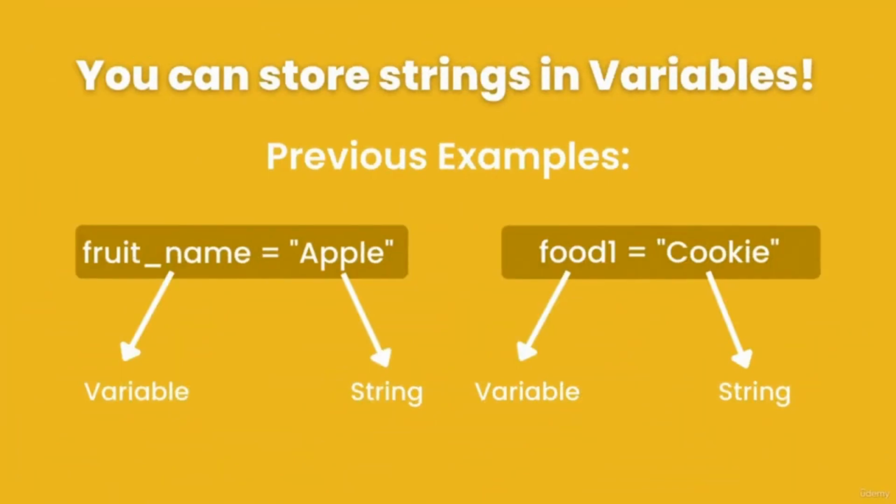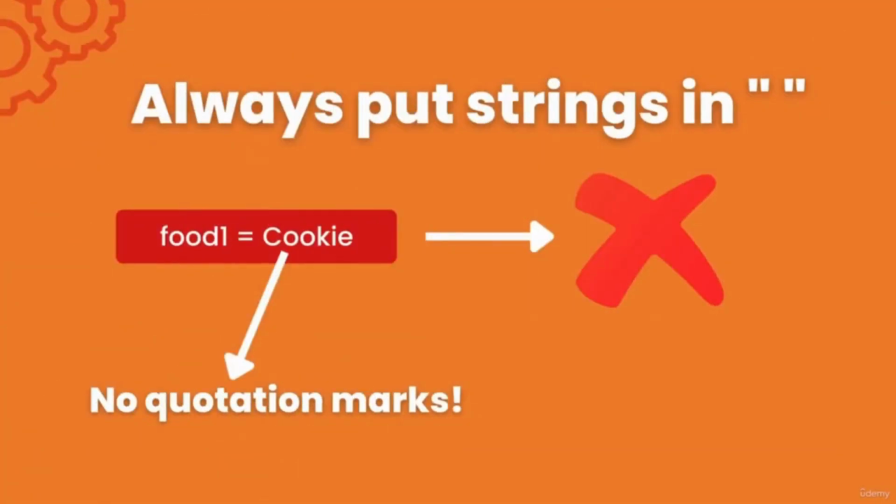From the previous variable unit, do you remember some of the examples I showed you, such as fruit_name is equal to apple and food1 is equal to cookie? In these cases, apple and cookie are both strings because they are both inside quotation marks. You must always put strings in quotation marks. The following declaration of a string, food1 is equal to cookie, would result in an error because there are no quotation marks.